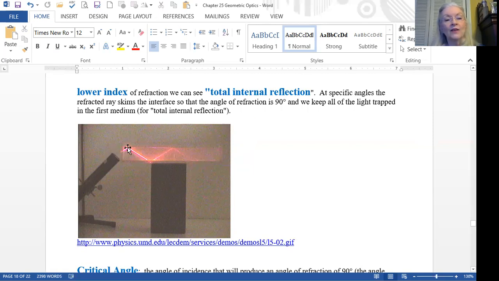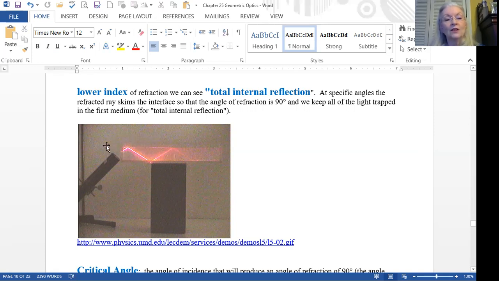So at the interface, some of the light reflects down, but some of it travels along the interface. You can see how this little top edge looks very bright. That's the refracted ray. The one that comes down is the reflected. The one that travels along the interface is the refracted ray.